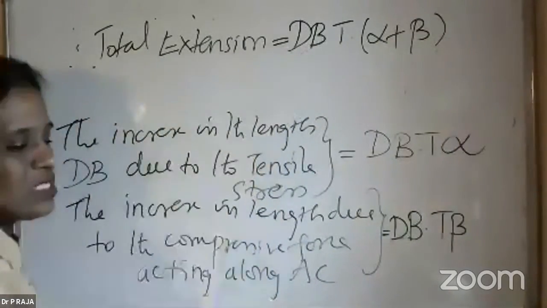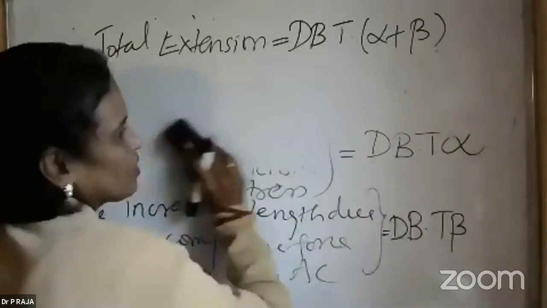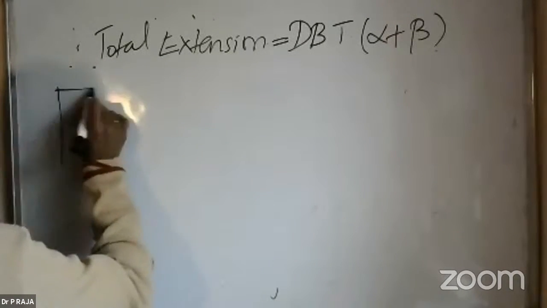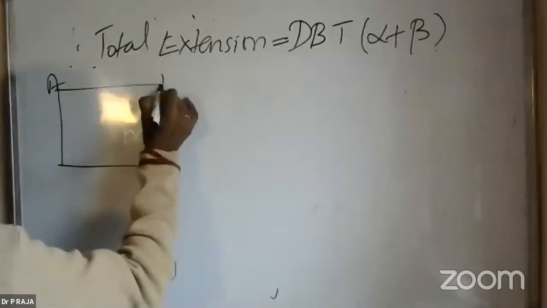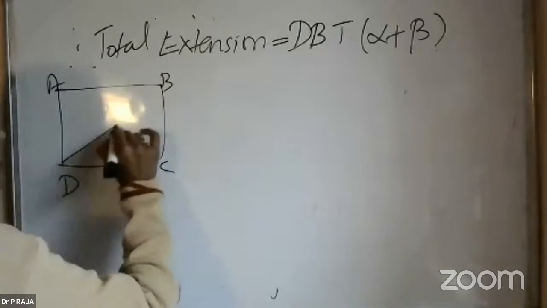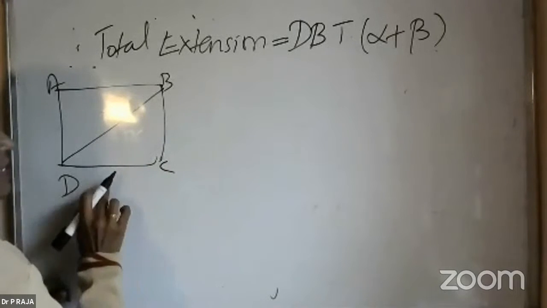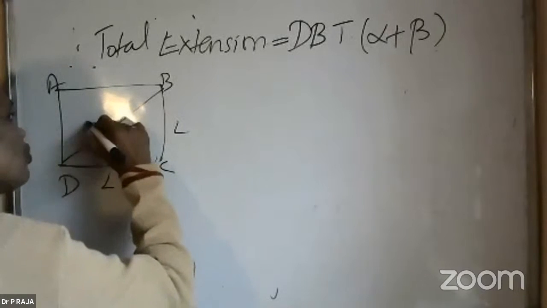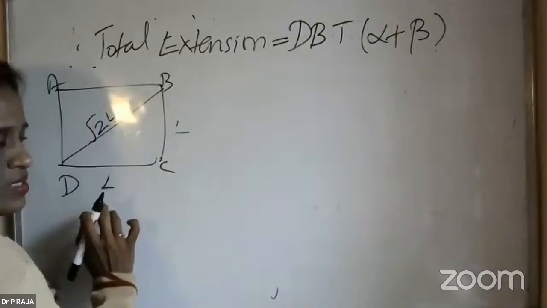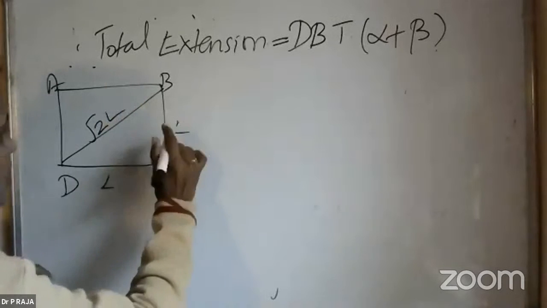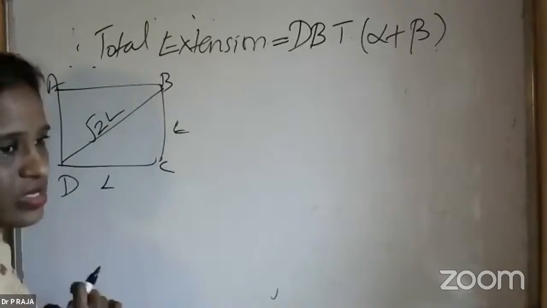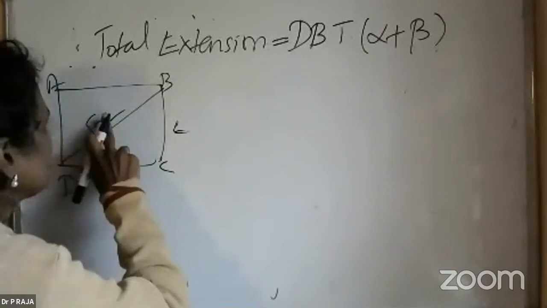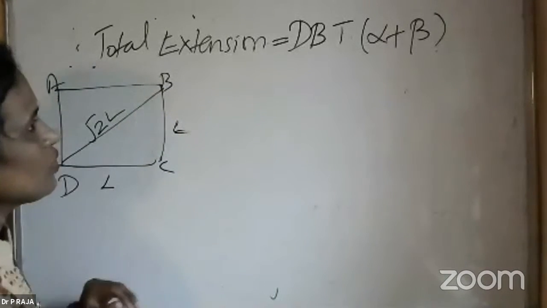Now we need to find what dB is from the figure. So one more time, let me draw. It is A, B, C, D. This is a diagonal, and this side is a unit length. So this will become root 2 into L by Pythagoras formula. You will add up this L square, it will become 1 L square plus 1 L square, which is 2 L square. So dB is equal to root 2 into L.